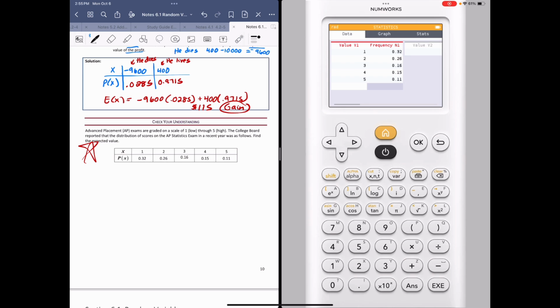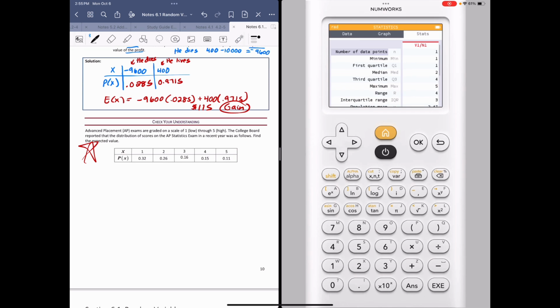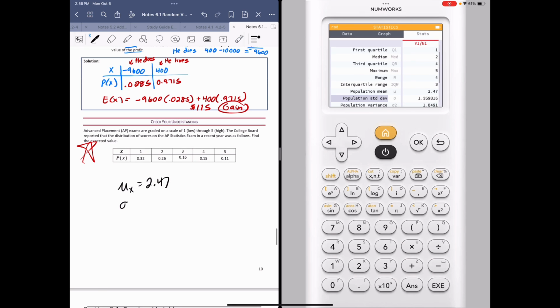All right, and then we're going to do the same thing. I'm going to go over to statistics. And notice it's going to give you the mean is 2.47. So mu of x is 2.47. And the standard deviation of x is 1.3598. And it gives you the population variance too. Most of the time, they're not going to ask you for that.